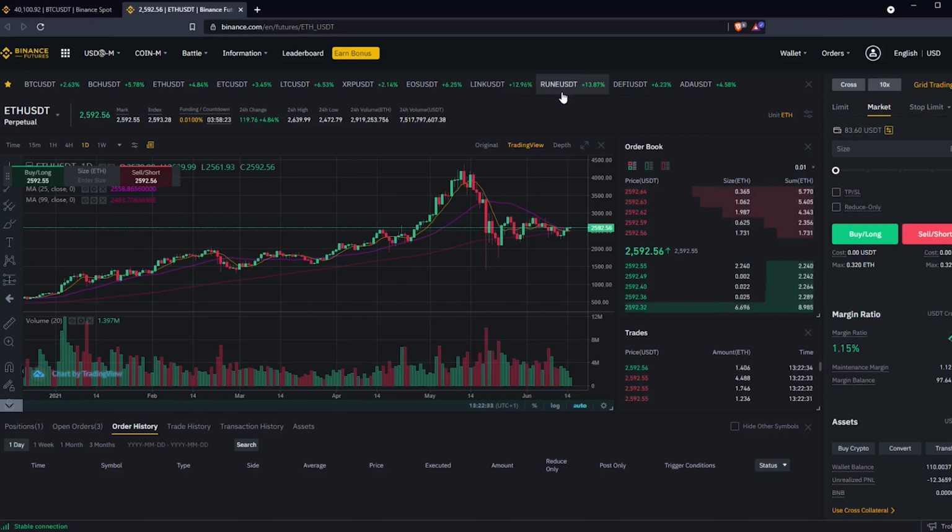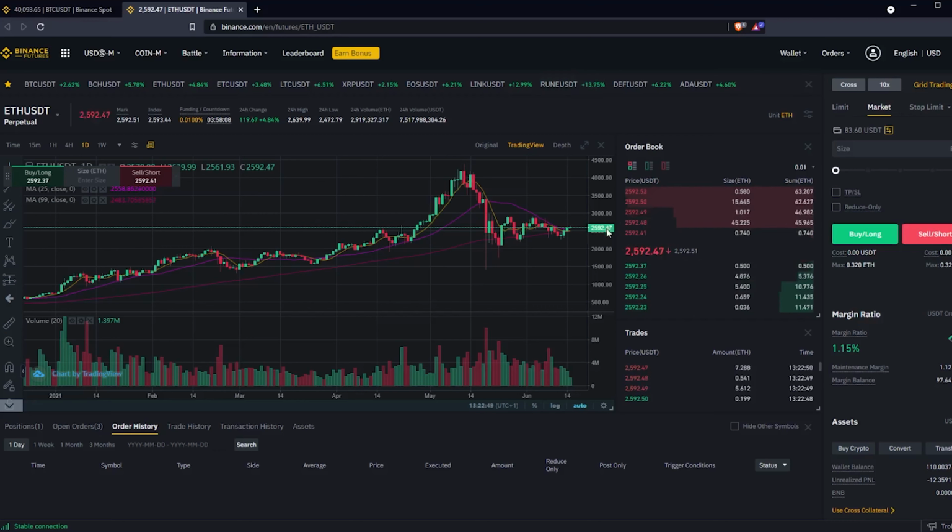Now you don't own that coin, you hold contracts of that coin. So essentially what you're saying is, I believe the price of this coin is going to go up over X amount of time, so I'm going to buy long. So then you hold those contracts based on whatever price you think the coin's going to go up to.